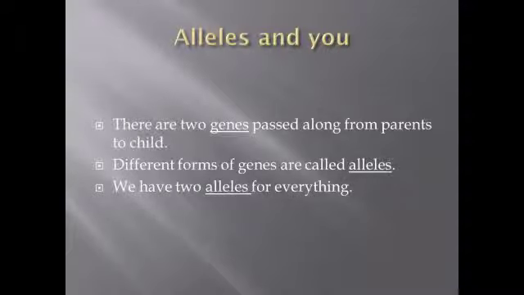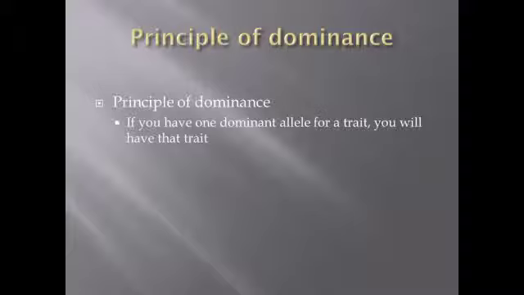We have two alleles for everything. Every single trait we have has at least two alleles. And you guys have already seen that before with the Punnett squares we've talked about. Okay, the principle of dominance. The principle of dominance is basically this. If you have one dominant allele for a trait, you will have that trait. Oftentimes, we signify that as like a capital letter, but it's really up to you how you want to represent it.